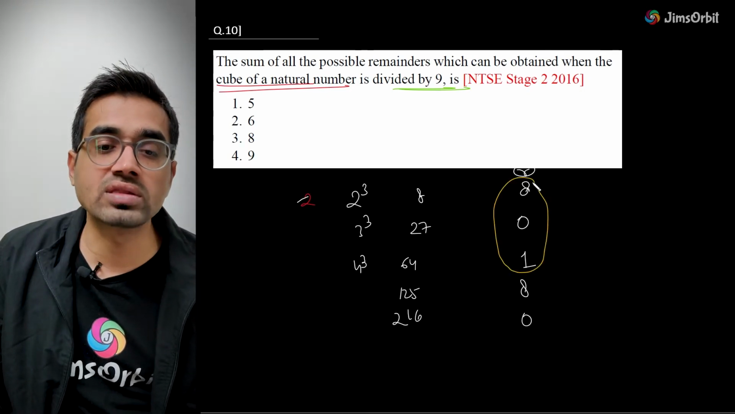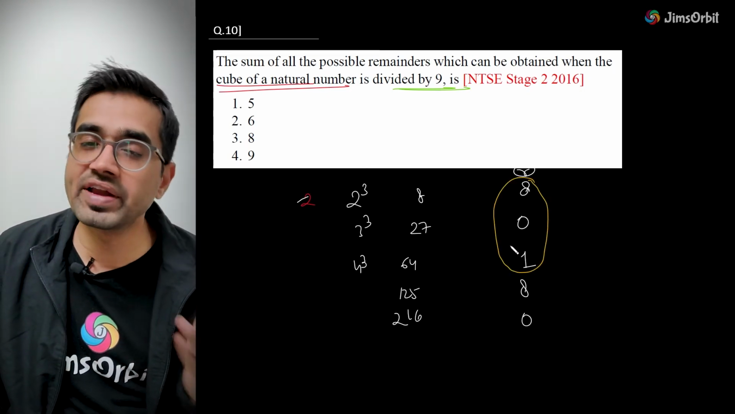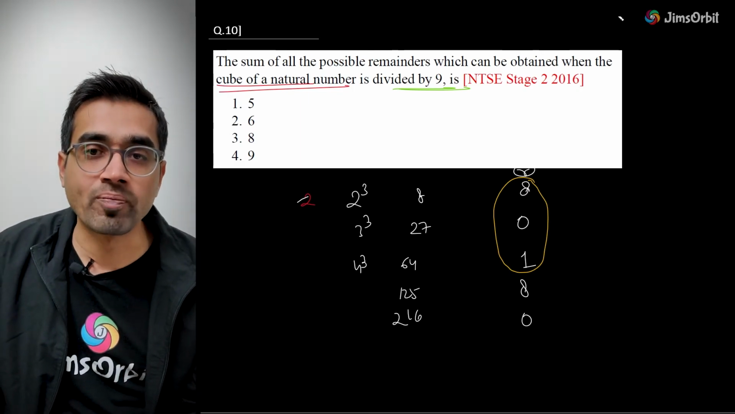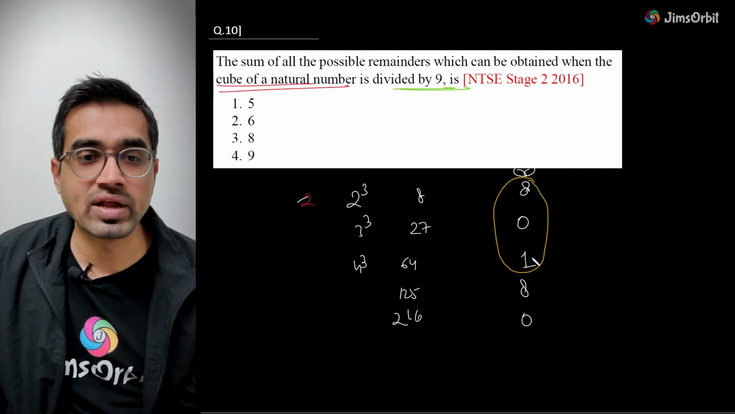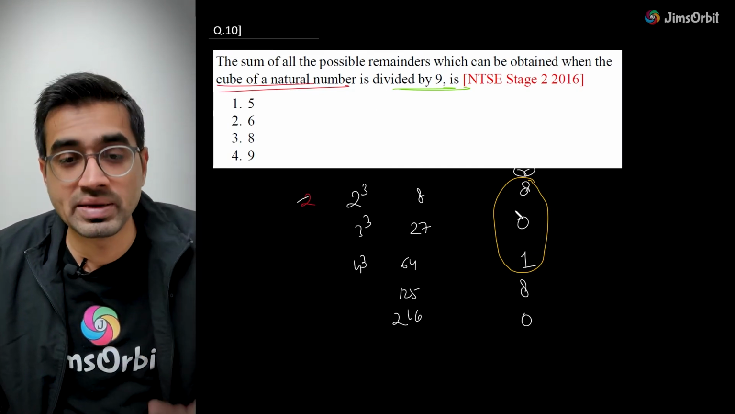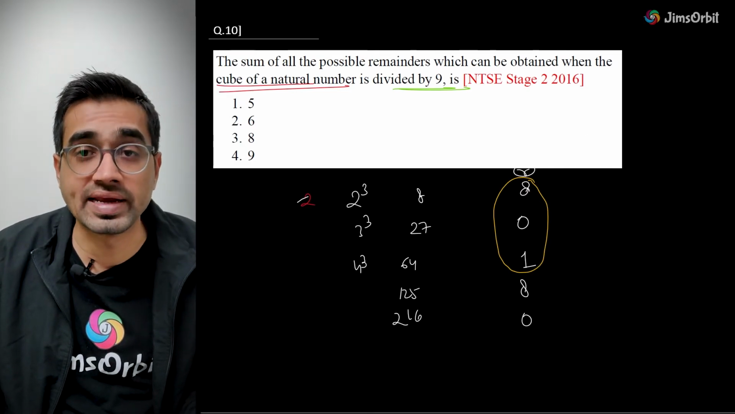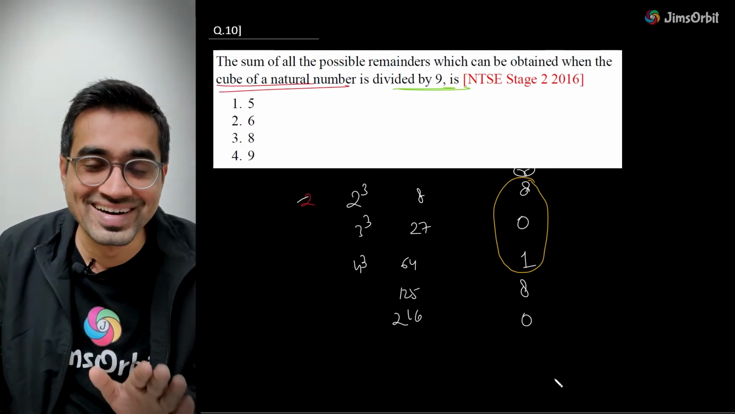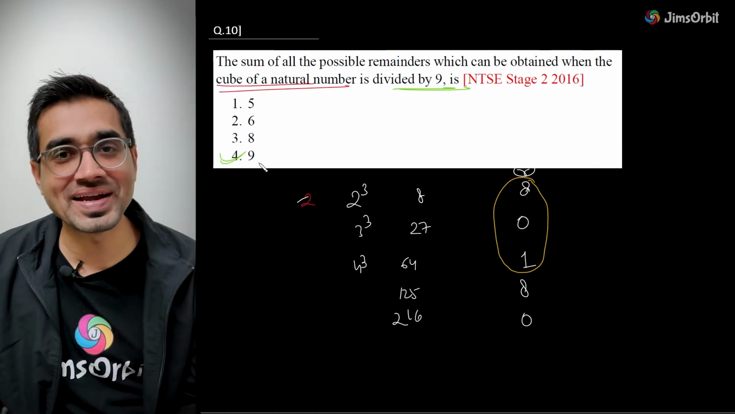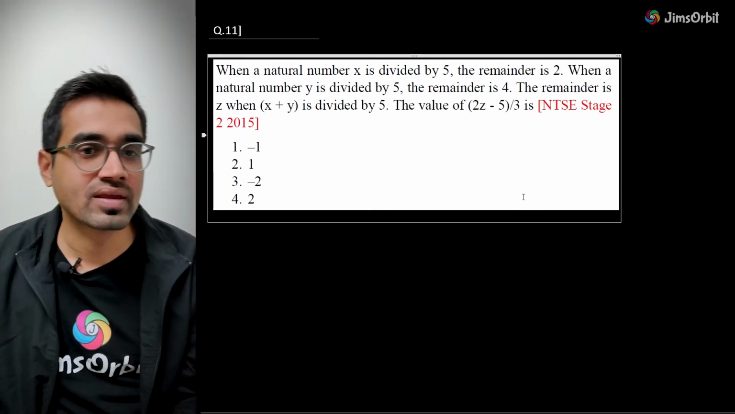This means these are the only 3 remainders which will happen every time you divide any number. It doesn't matter because this is cyclic. So what is the sum? The sum of all the possible remainders, 8 plus 1, 9. So the answer is 9. Sorted. Okay, let's solve the next one.